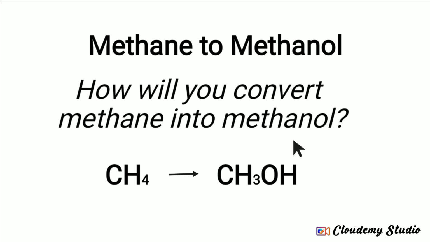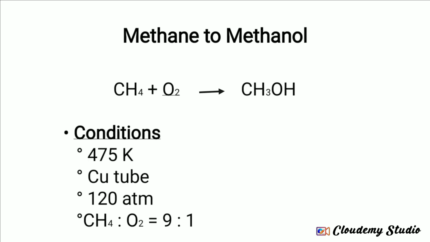The hydroxyl derivative of alkane is alcohol. So from methane, 1 hydroxyl group is attached in the place of hydrogen, that is methanol. So on what basis does this conversion take place, that we can learn now.